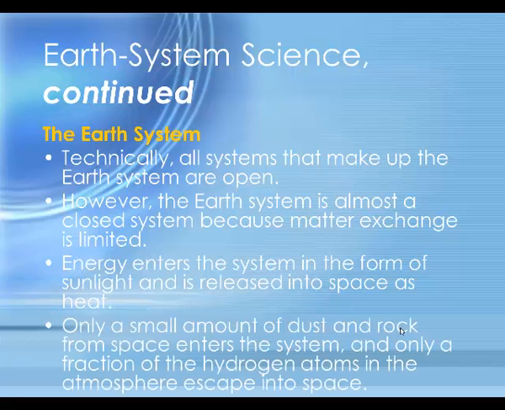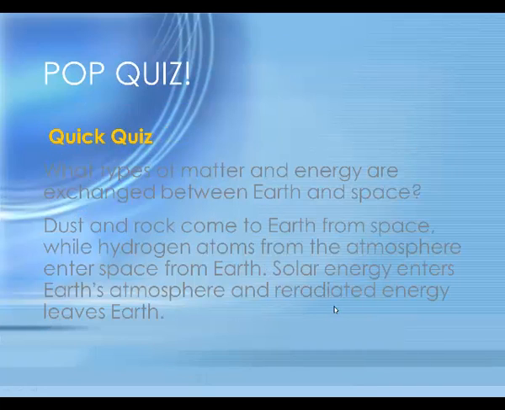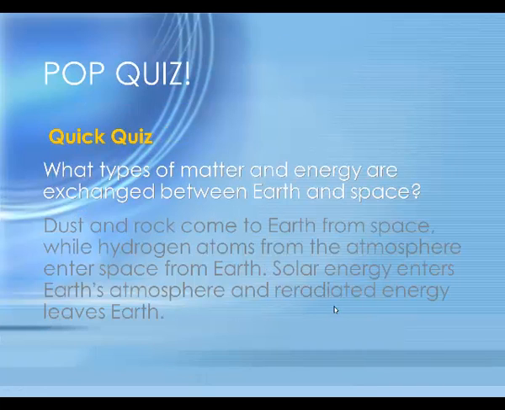Pop quiz, real quick. What types of matter and energy are exchanged between Earth and space? Yes, sir. Dust and rock. Dust and rock. Both of those are exchanged. What else? Hydrogen atoms are released off into space from our planet. Ty? Solar energy comes in and heat energy goes out. I think that covers most of them.